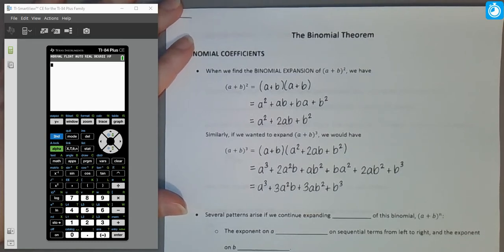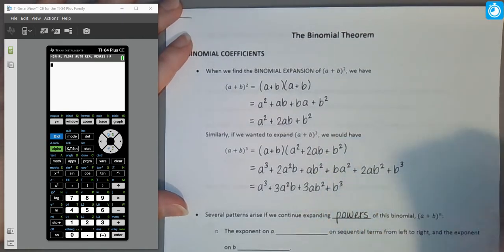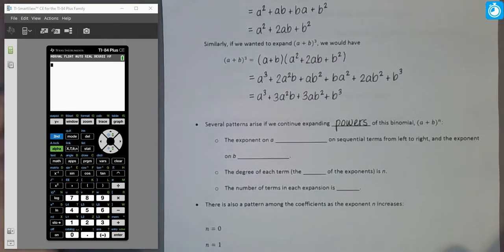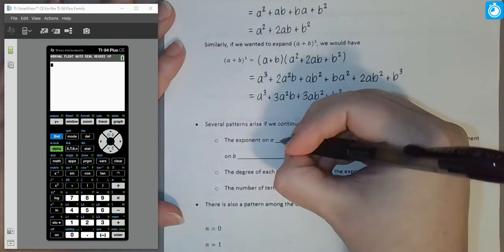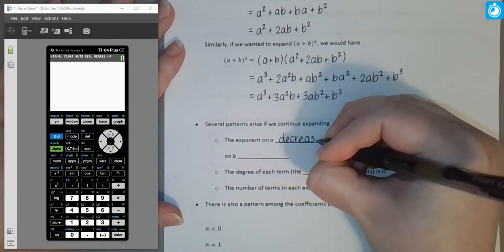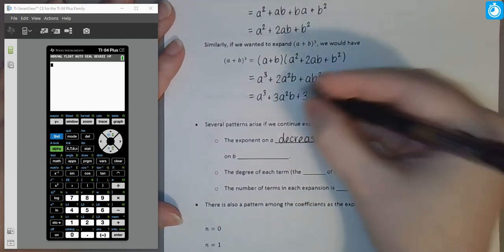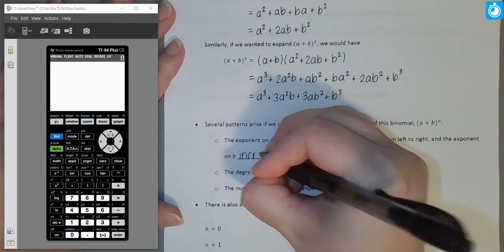So several different patterns start to arise if we continue expanding powers of the binomial, specifically a plus b to the n power. So one pattern we'll see is that the exponent on a will decrease on sequential terms as we go from left to right, and the exponent on b increases.